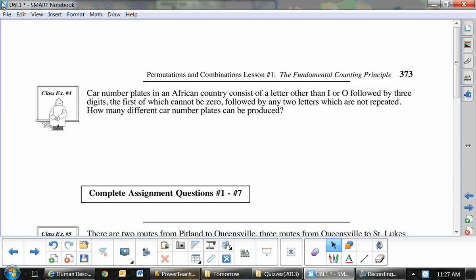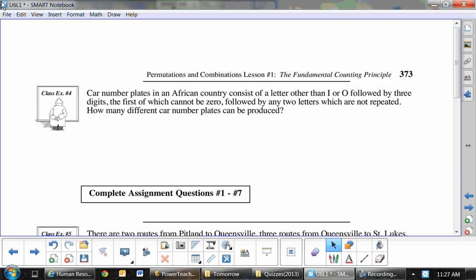We have car number plates in an African country consisting of a letter, anything but I or O, followed by 3 digits, the first digit which cannot be 0, followed by any 2 letters which are not repeated. How many different car number plates can be produced? Now this is an easy one. So you can see why you don't want somebody whispering or eating beside you or bugging you as you're going through these. You've got to really be concentrating because of all those different words.